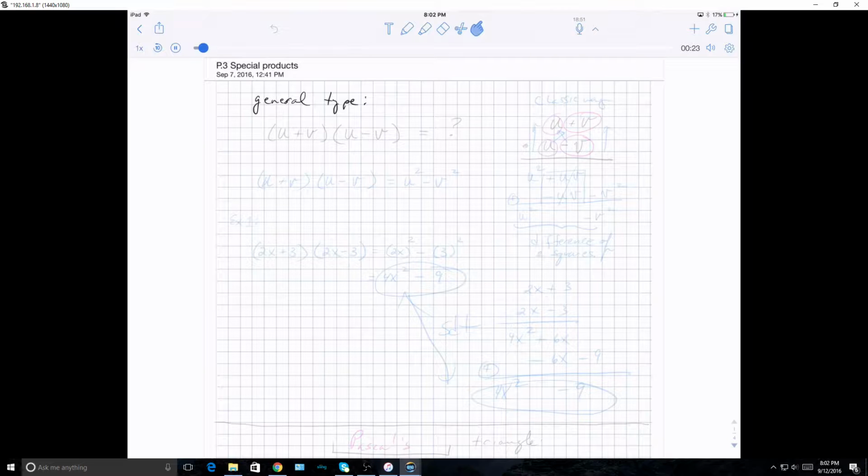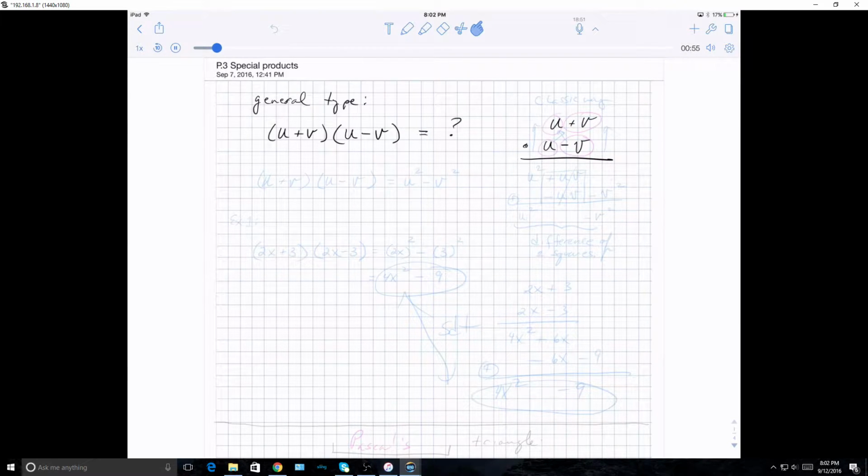Okay. And what we're going to do is take two binomials. Let's say it's u plus v, and we'll multiply it by u minus v. And we want to know what this equals. So we can use that same principle of multiplying polynomials and perform this out. So this would be u plus v times the quantity u minus v.